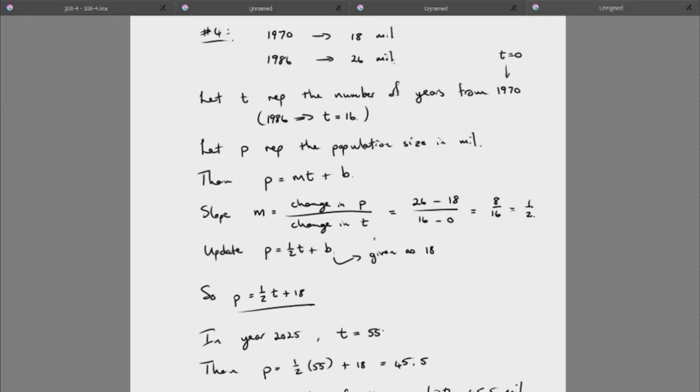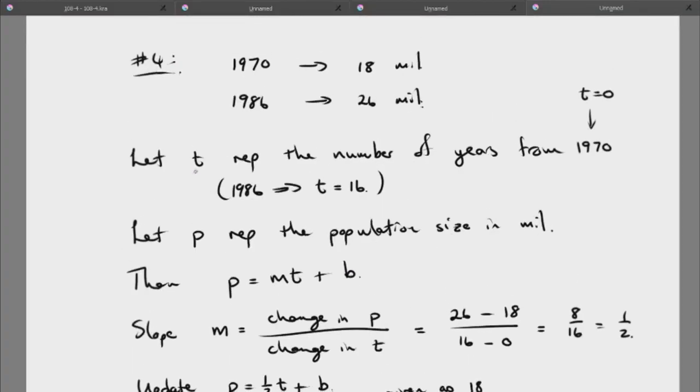Any thoughts? Yes? When we update that p is equal to half of a plus b, as b is given as 18. Yeah, it's based on how I chose my x variable, which is t in this case. I start counting from 1970, which means that my variable is 0 at 1970, which is exactly the quote-unquote y-intercept, which is the b. So I can just plug it in. I did that just for convenience. If you chose t to equal the actual year, 1970, you can't do that. You have to plug it in, and your b would look different, but you'd still get the same answer in the end. So it depends on how you chose your variables.